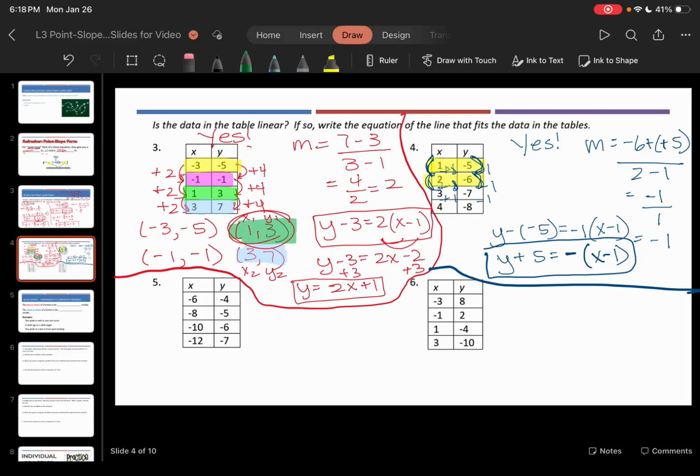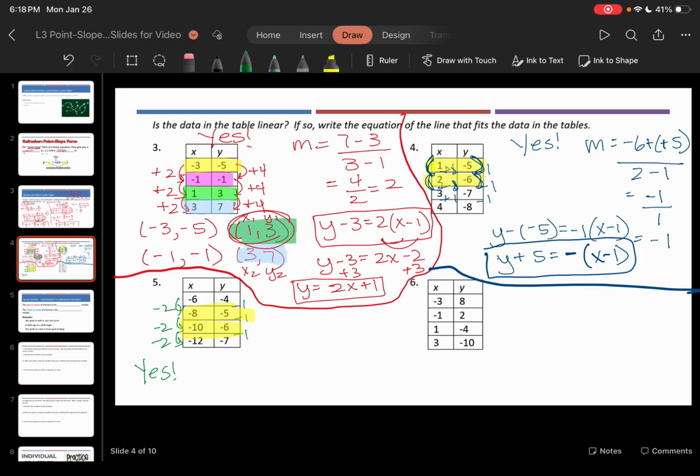Okay, let's check in. So in this case, the x's are actually decreasing, right? But that's okay as long as it's decreasing by the same amount every time. And the y's are decreasing by 1 as well, aren't they? So this is, yes, it's linear. So pick 2 points. This time I'll use the 2 in the middle. Again, it doesn't matter which 2 I use.